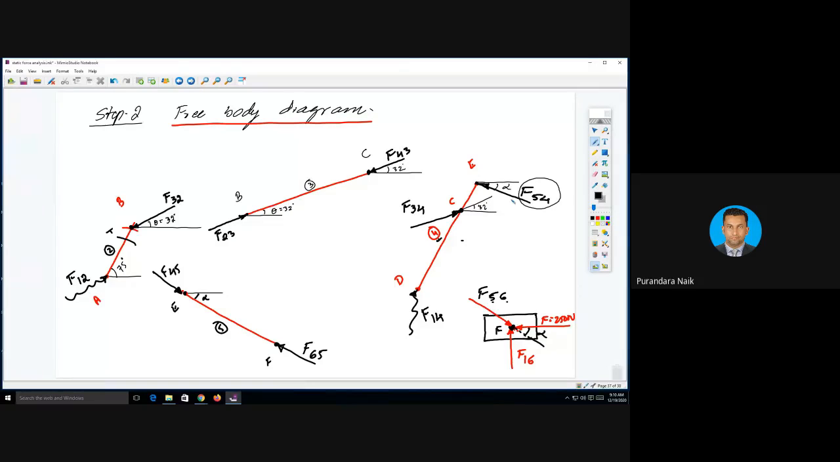Now you come to the piston. One force is the applied force, 250 Newton along the horizontal direction towards the left, and one more force is the reaction force due to the cylinder, F16, which is upward. One more force is F56, opposite to F65. Is it okay? Any doubt in the free body diagram?